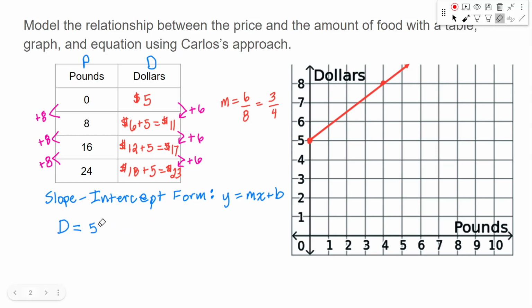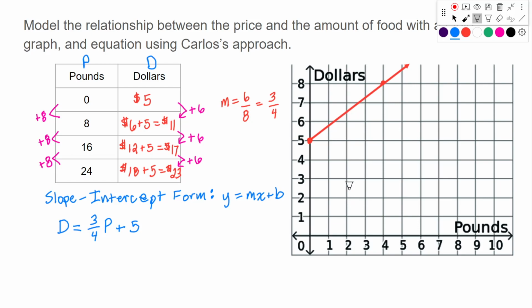So d, which is our y value, our output value, equals our starting value of 5, or to stay with the mx plus b, let me change that. We found that our slope reduces to 3/4, so d equals 3/4 p, because pounds is our input, our x-axis, plus our y-intercept of 5. And that's our equation for Carlos's approach, where he looked at, well, if I order a certain number of pounds, then I will pay this much.